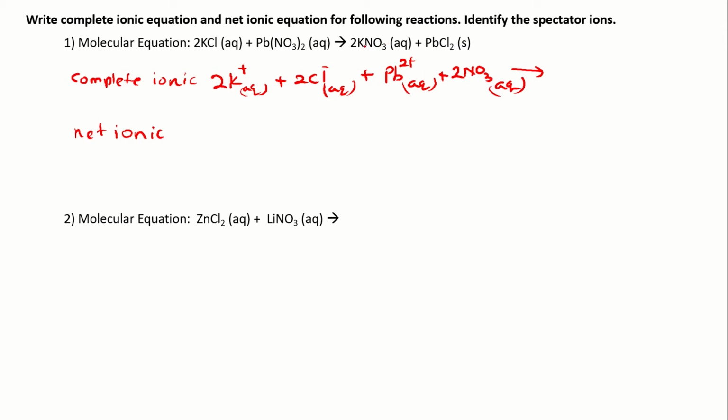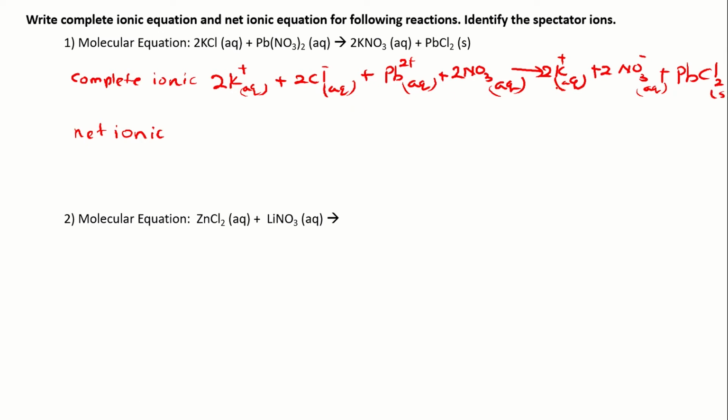You have potassium nitrate, you have two potassium and two nitrates. You have lead chloride, and what you have is a solid form, so it does not separate, it stays as lead chloride solid.